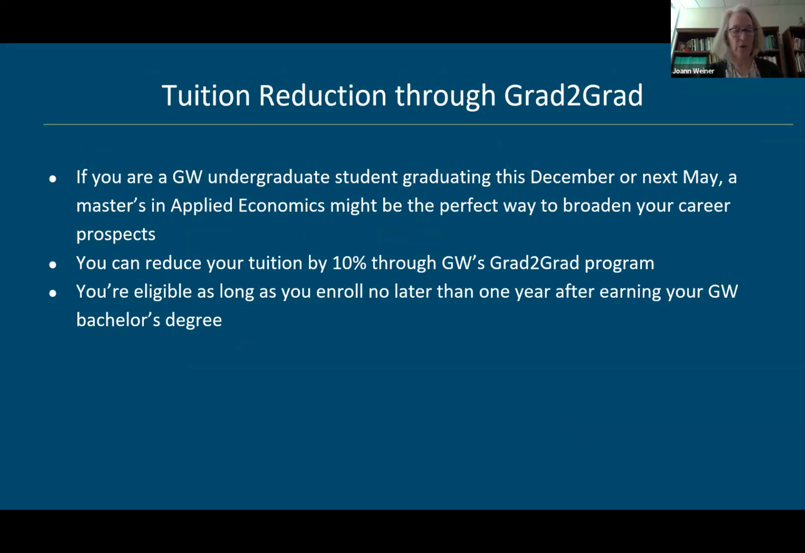If you are a current GW undergrad, you probably are aware of the Grad to Grad program. It's a great program. It allows you to reduce your tuition by 10%, and you're eligible for this Grad to Grad benefit as long as you enroll no later than 1 year after earning your GW bachelor's degree. So if you're graduating from GW, say this spring in May, you must enroll either in the fall of 2025 or in the spring of 2026 to be eligible for the Grad to Grad award.